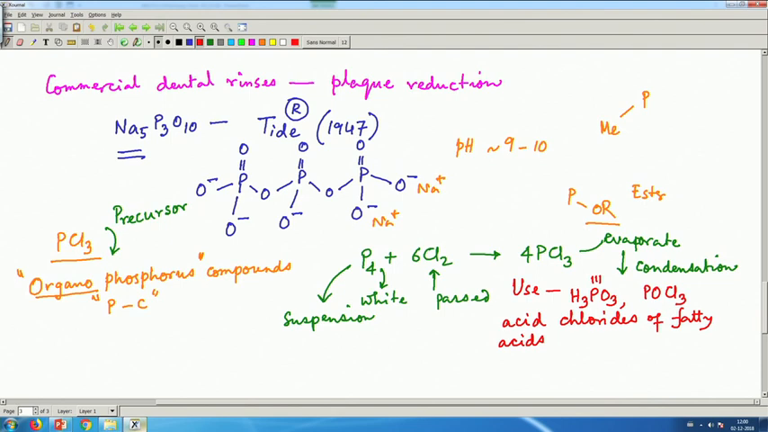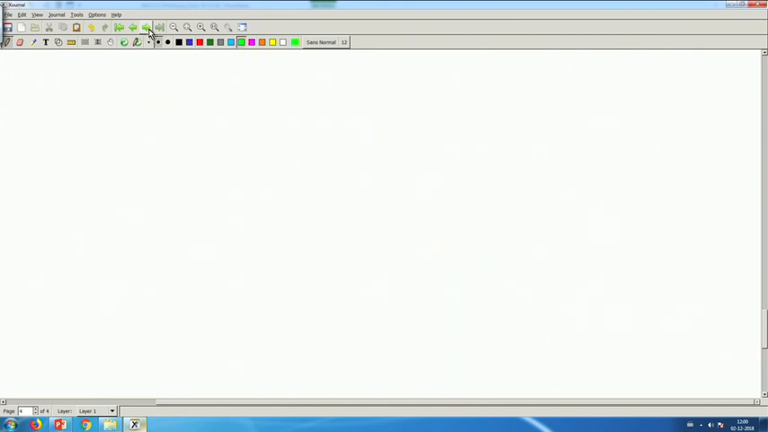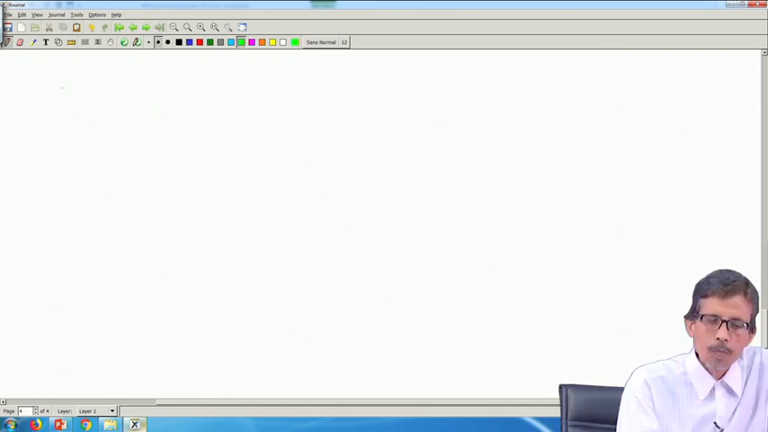That means this is a very good chlorinating agent. It can provide chlorine to the organic molecule, converting it to the corresponding acid chloride. So when you have CO2H, we get COCl, which is your acid chloride. In this fashion, from phosphorus trichloride we get the next compound, which is PCl5.